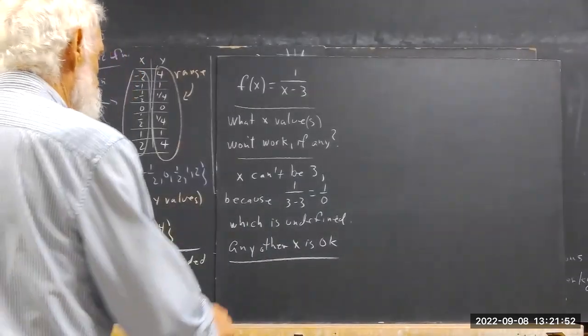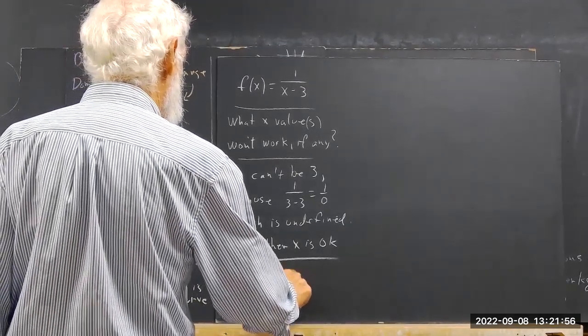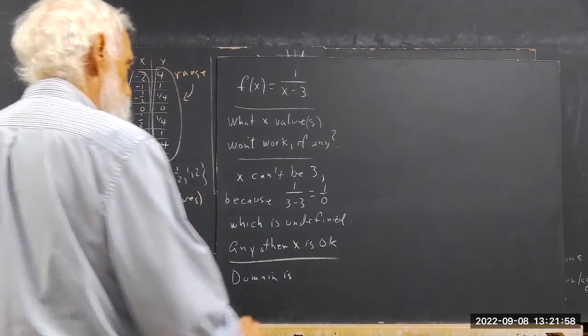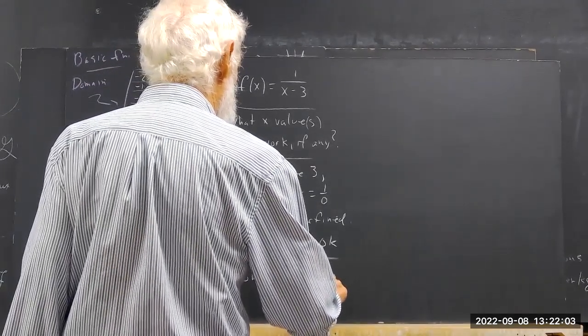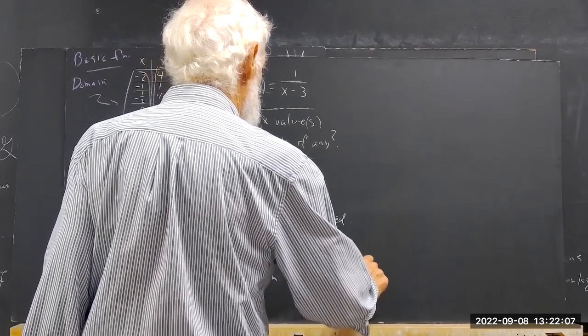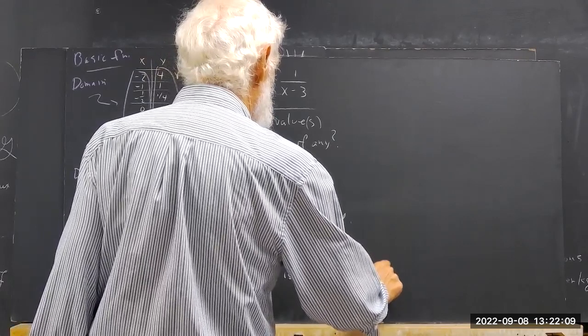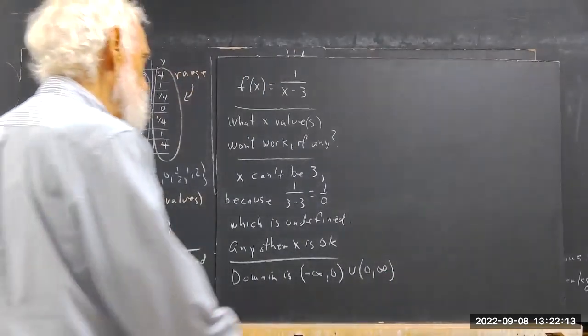So the domain is the interval from negative infinity to zero, union the interval from zero to infinity. Oh, it's not 0, it's 3.